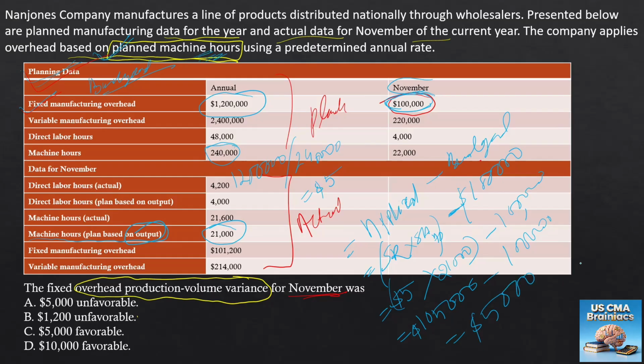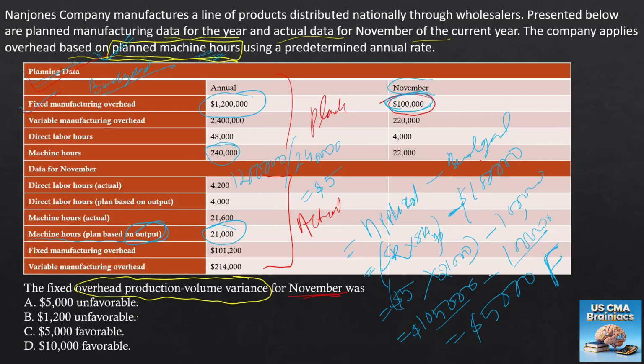That 5,000 is favorable or unfavorable? It's favorable. Why favorable? Most important: our plan was to make 100,000, but we actually produced 105,000. So it's favorable, because we produced more than we expected. Okay, discuss. That is not right also.